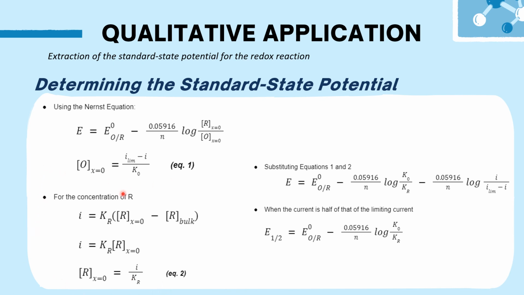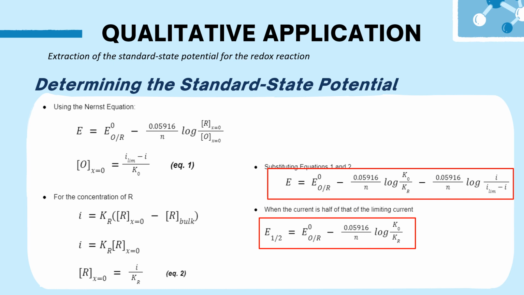Using our equation 1 and equation 2, and substituting into the Nernst equation, we have our final equation, and it can be further simplified if the given current is half of the limiting current. In this case, we will use this second equation, where E sub 1/2 is represented as half-wave potential. This equation is only valid if the redox reaction is electrochemically reversible. Voltammetric techniques giving fixed potential can also be used to determine a redox reaction's standard state potential.